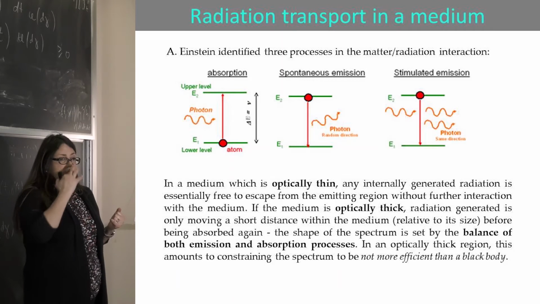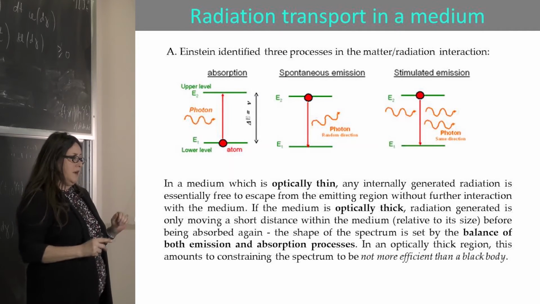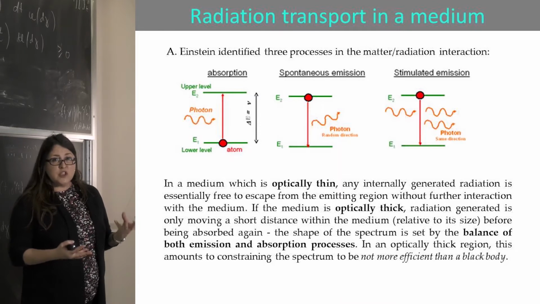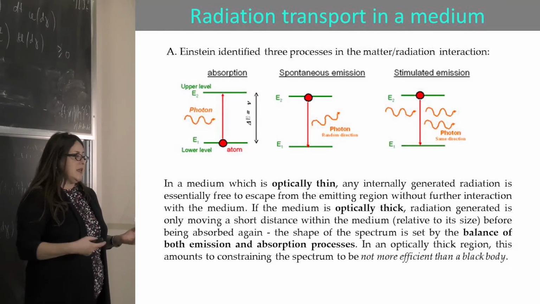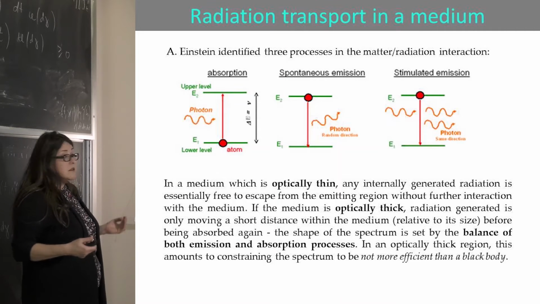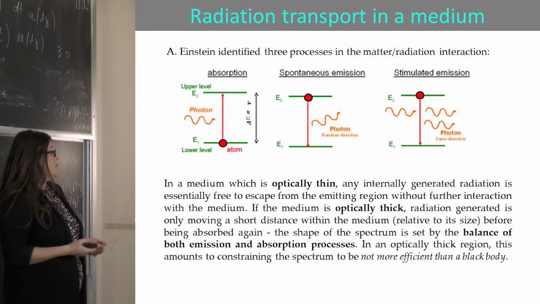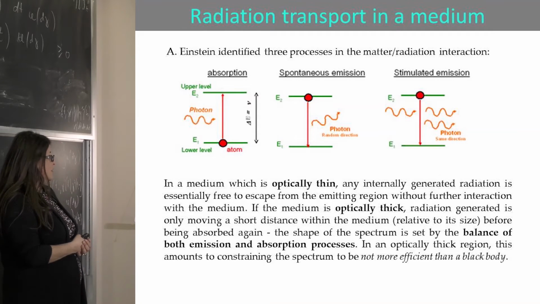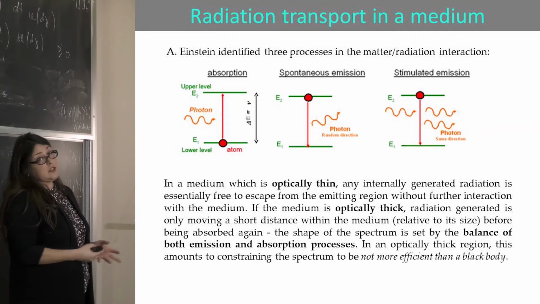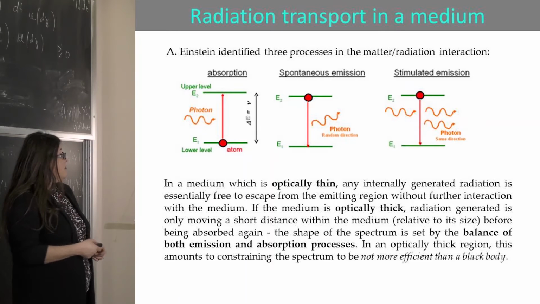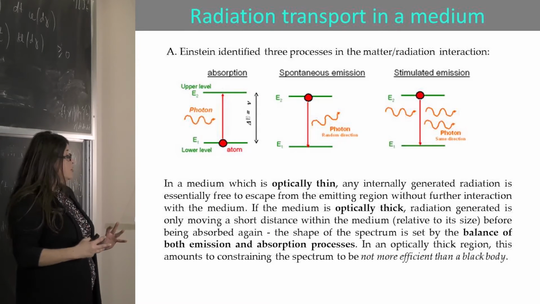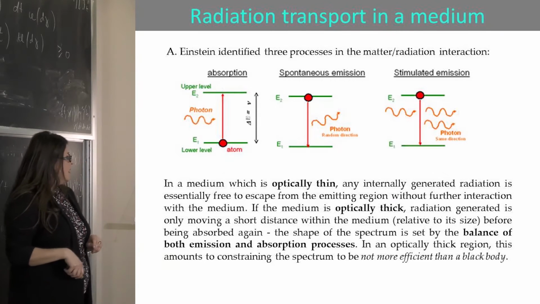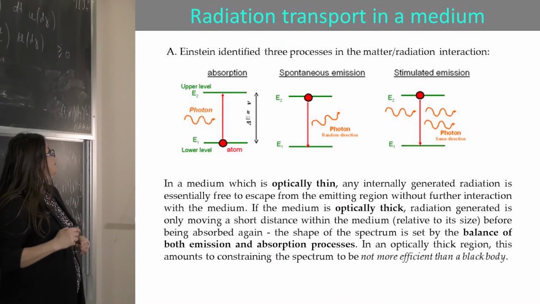Of course, the shape of an initial spectrum of radiation which is propagating through matter will be modified by processes like emission and absorption. The shape of the final spectrum can be obtained by the balance between emission and absorption processes. When a region is optically thick, this amounts to constraining the spectrum to be not more efficient than a black body, and we will see some consequences of this.